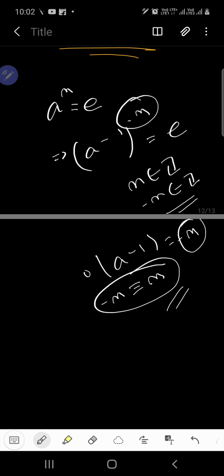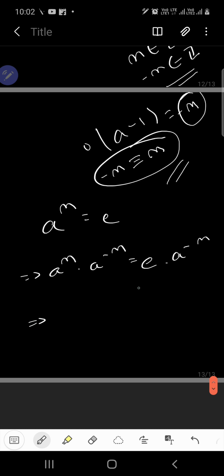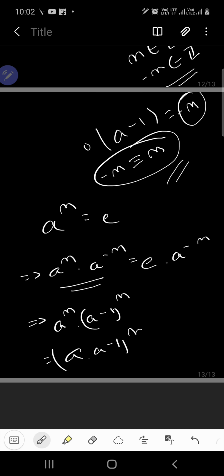Let's see. Suppose we have a to the power n equal to e. That implies a to the power n times a to the power minus n equals e times a to the power minus n. We can do this because we are using a multiplicative group, so we can directly use this. From here, this is a to the power n times a inverse to the power n, so this is a times a inverse, whole to the power n.